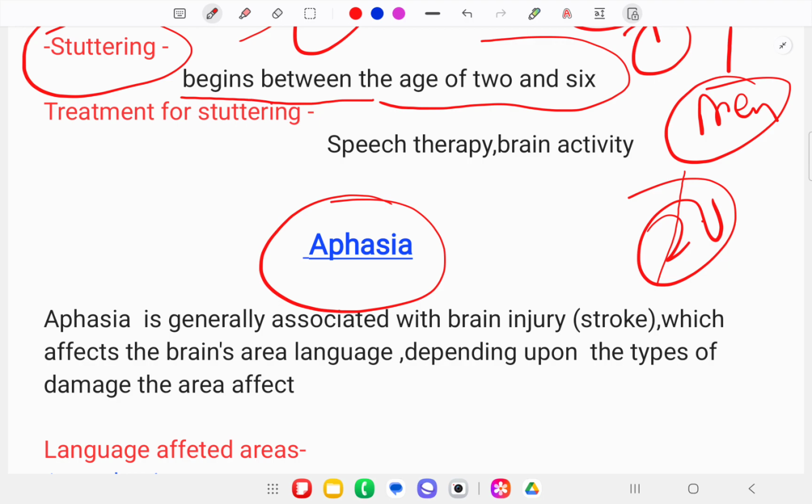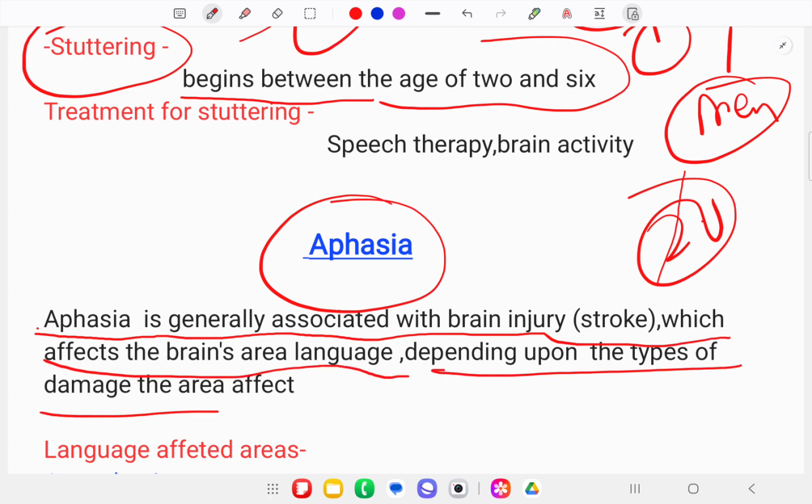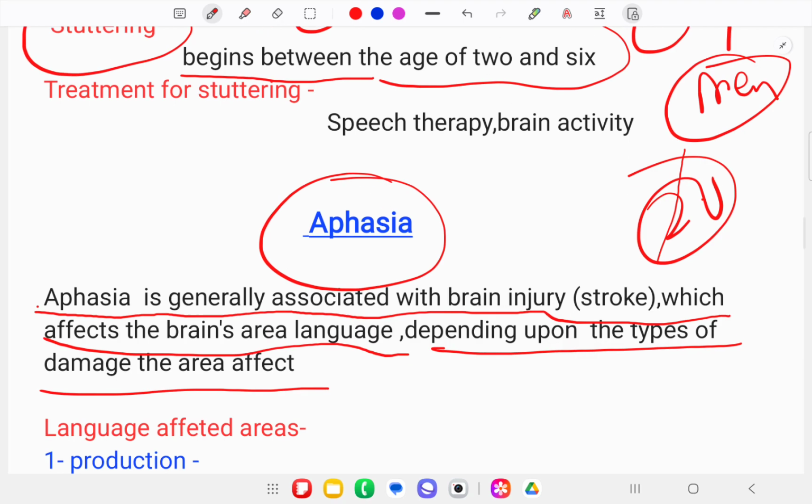Aphasia means that if we have some injury in our brain, either with stroke or in an accident, or if any part of our brain is damaged, then we lose our words, meaning we lose our language and communication, which we study under aphasia. Aphasia is generally associated with brain injury which affects the brain's language areas, depending upon the type of damage and the area affected.